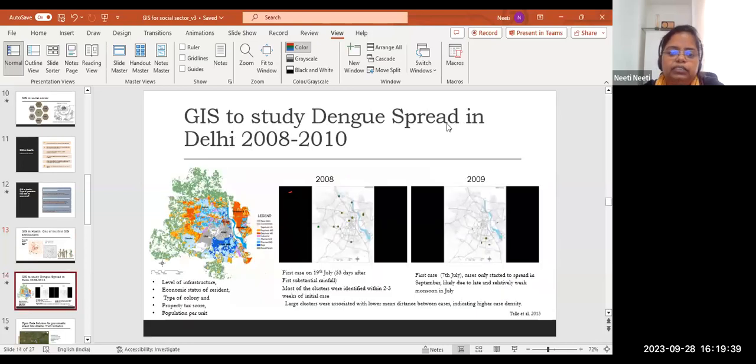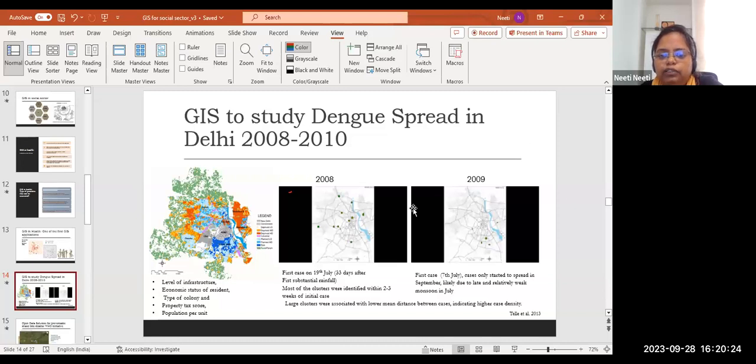Here is another application where dengue spread was studied for Delhi between 2008 and 2010. The map on the left side is the environmental deprivation map, which is constructed by considering the level of infrastructure available for each colony, the economic status of the residents, the type of colony, that is, whether it is approved, not approved, or recently approved, and the property tax score. So a number of factors were taken. Again, different information was put together as a sandwich, and this layer came up as a solution. So this is the map.